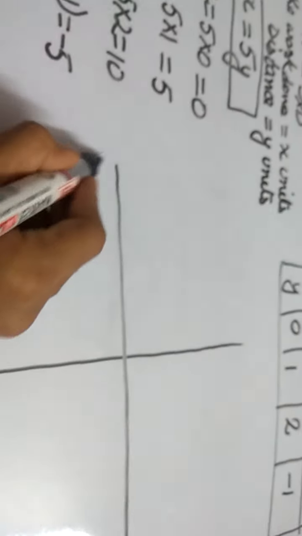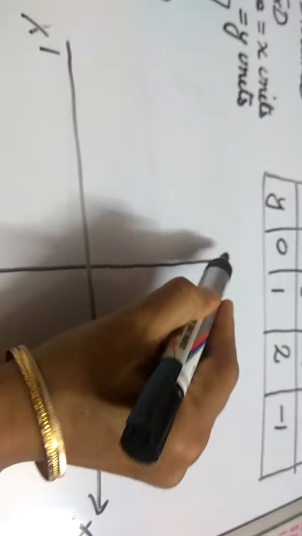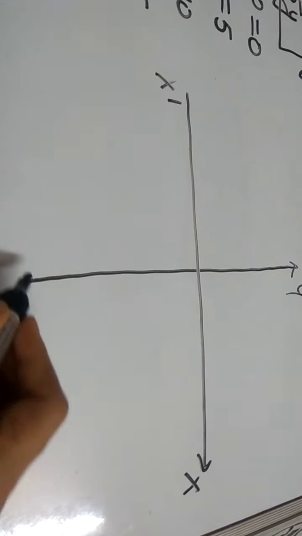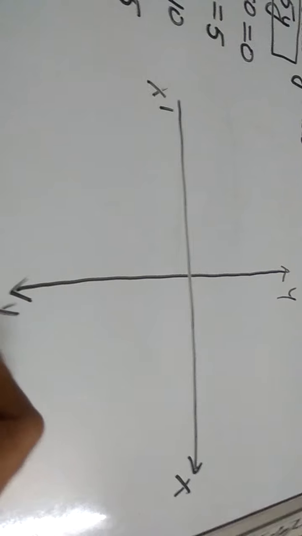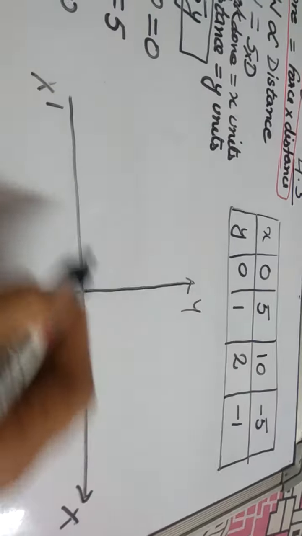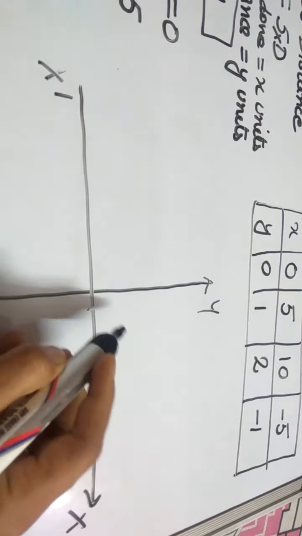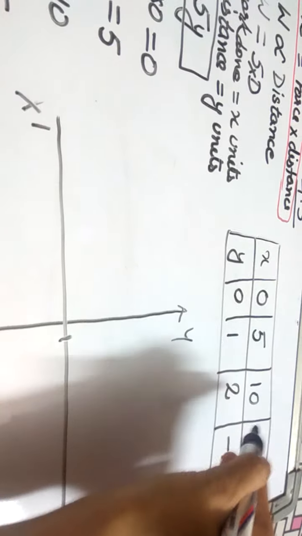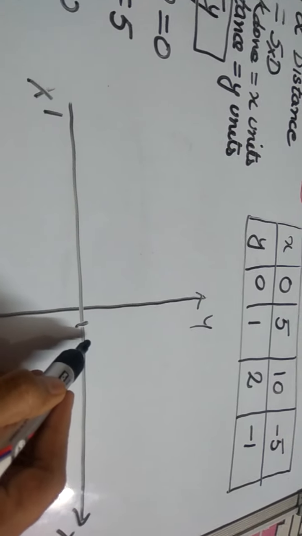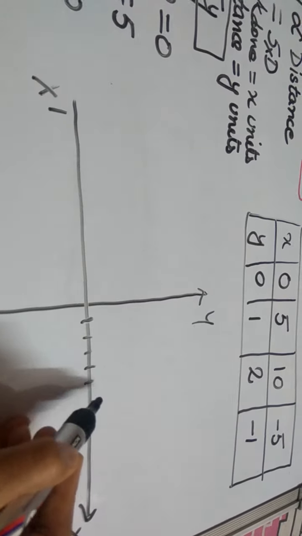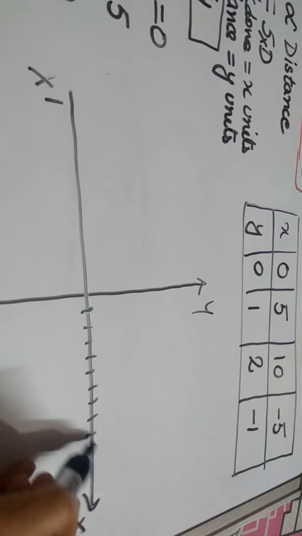Now let us draw the graph for this question. This horizontal axis is the x-axis and the vertical axis is the y-axis. So we will mark it as y and y dash. On the right hand side we will take positive numbers, on the left hand side negative. The maximum value for x is 10, so we have to take up to 10: 1, 2, 3, 4, 5, 6, 7, 8, 9, 10.